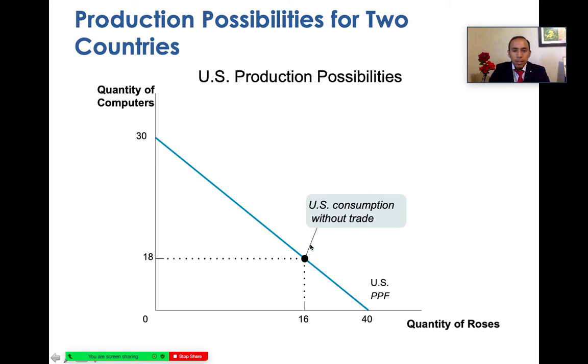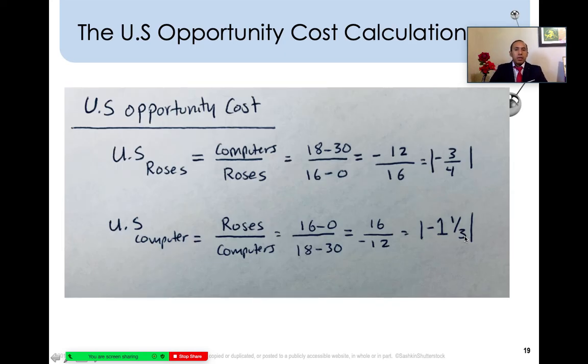Combination of both, because it's meeting the needs of its consumers that want computers and it's meeting the needs of its consumers that want roses. So this is our bundle. Let's analyze the costs, the opportunity cost of production within the US for roses and the opportunity cost of production for the US for computers. I have to do those scenarios. So let's take a look at the analysis.